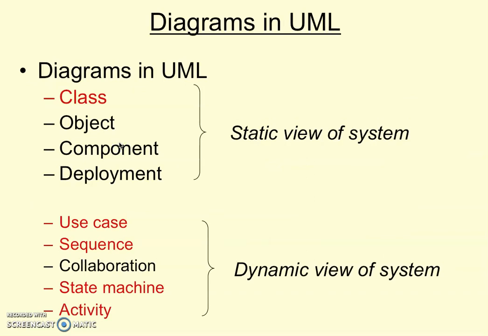Now, when it comes to the diagrams in UML, we have both static views of the system and dynamic views of the system. Static views of the system are things like class diagrams, object diagrams, component diagrams, and deployment diagrams. Whereas a more dynamic view of the system, which looks at the behavior of the system, includes, of course, use cases and sequence diagrams. There are sometimes collaboration diagrams. There are also state machine diagrams and activity diagrams. And in subsequent videos, you're going to see how to create each of these.